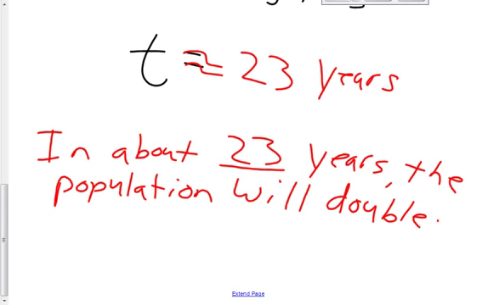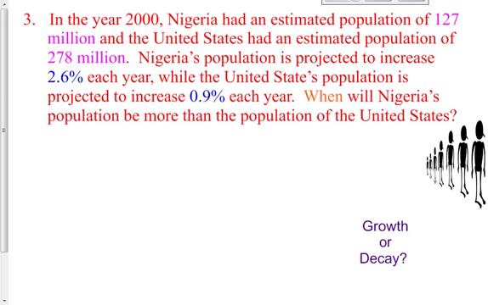Let's try another problem where we might have exponential growth. In the year 2000, Nigeria had an estimated population of 127 million. So here's this country. It has 127 million. The U.S. at that time had an estimated population of 278 million. So we were over twice as large as far as population is concerned as Nigeria. Now, Nigeria's population is projected to increase at 2.6% each year, while the United States population is projected to increase at 0.9% each year. When will Nigeria's population be more than the population of the United States?